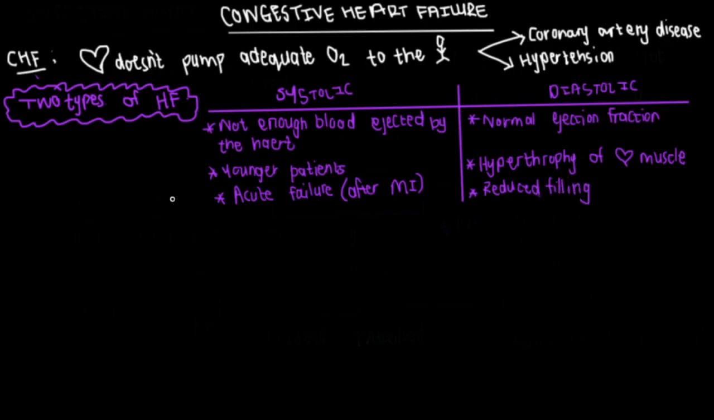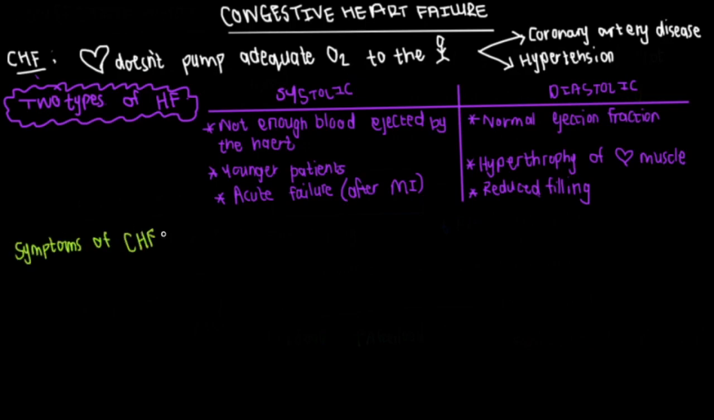Diastolic failure, on the other hand, is reduced filling of the heart due to hypertrophy, which can be due to stiffening of the heart muscle. Then the heart can't relax sufficiently. Here the ejection fraction can be normal. This type of failure doesn't respond to drugs such as digoxin.